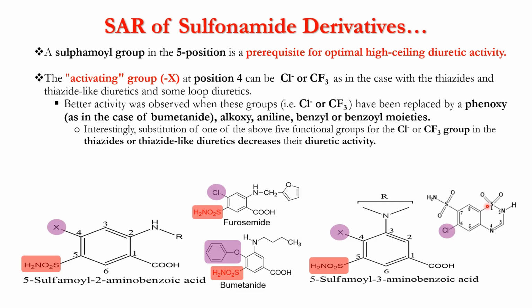So this phenoxy group is an electron-withdrawing group that is similar to that of the chloro and trifluoromethyl groups. So this minor variation between bumetanide and furosemide produces a compound with a mode of action similar to that of furosemide, but with a marked increase in diuretic potency.